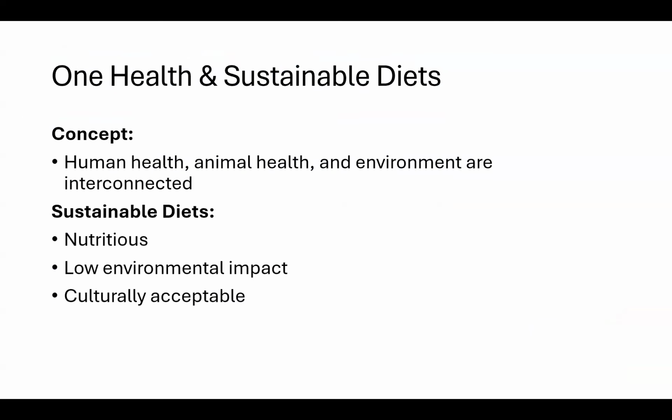Now we have concept of one health and sustainable diets. The main concept is human health, animal health, and environment are interconnected. This is the main concept of one health. And sustainable diets are those which are nutritious, low environmental impact, and they are culturally acceptable. So, this is joining the concept of One Health with an important concept in food and nutrition of sustainable diet.